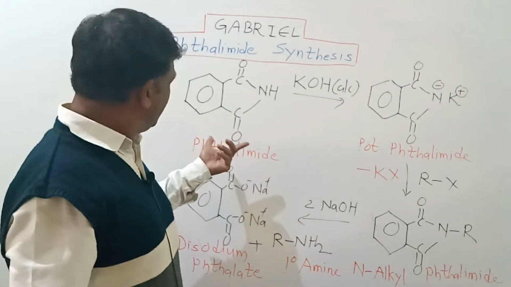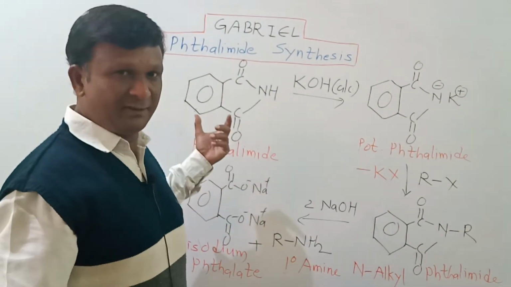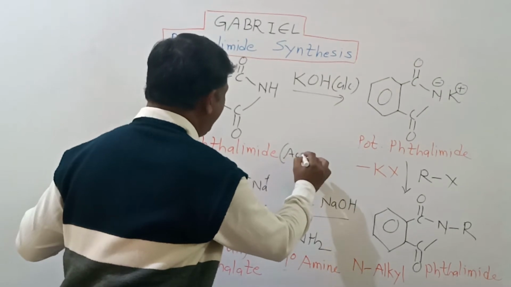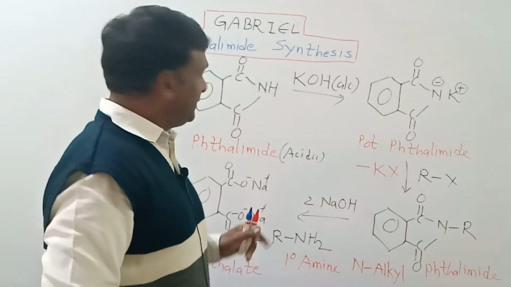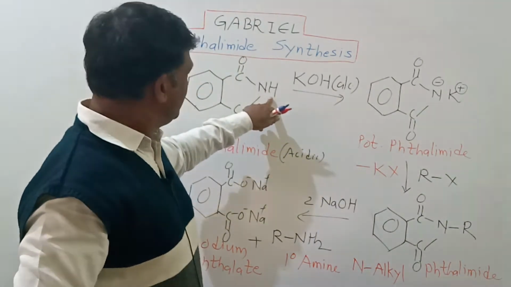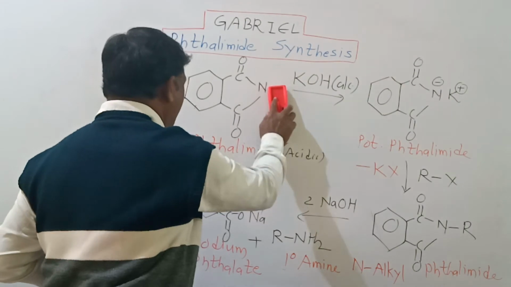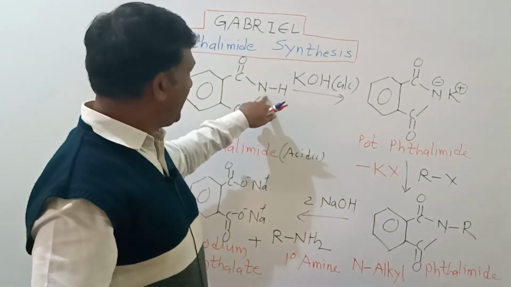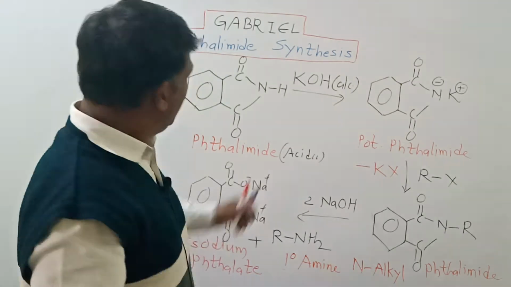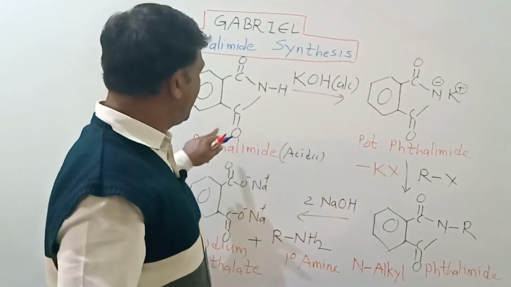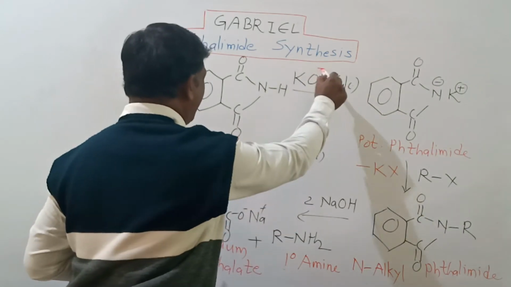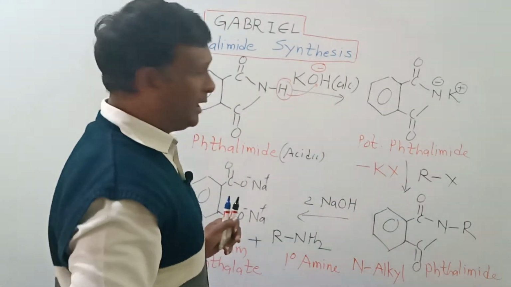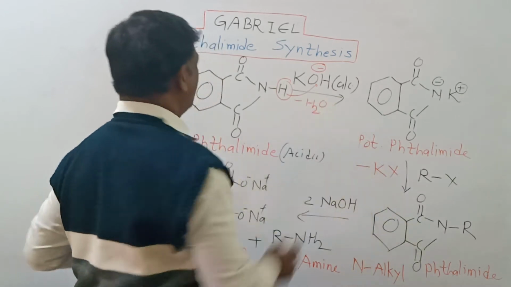The starting material is this cyclic compound which is called phthalimide, and this compound is acidic in nature. There is presence of this acidic proton on this nitrogen. So we can write this way: there is a bond between nitrogen and hydrogen. So when potassium hydroxide is reacted with phthalimide, this hydroxide ion reacts with this acidic proton and there is release of a water molecule.